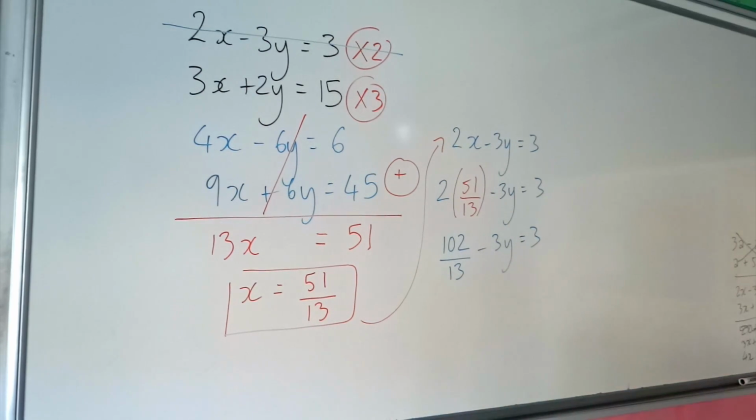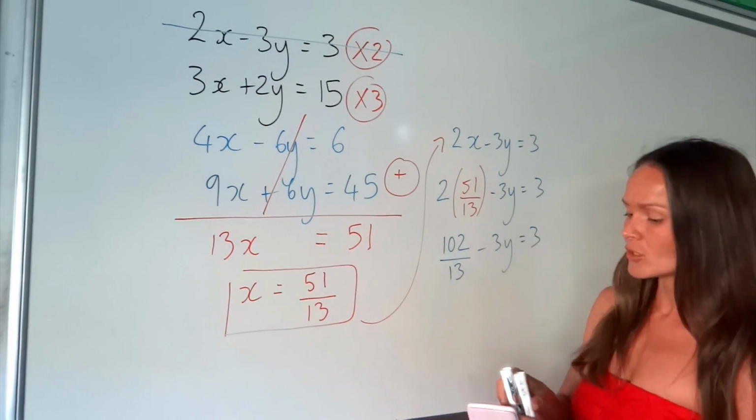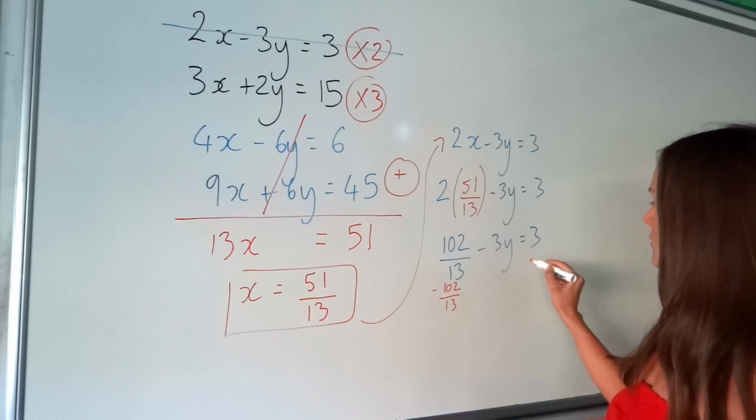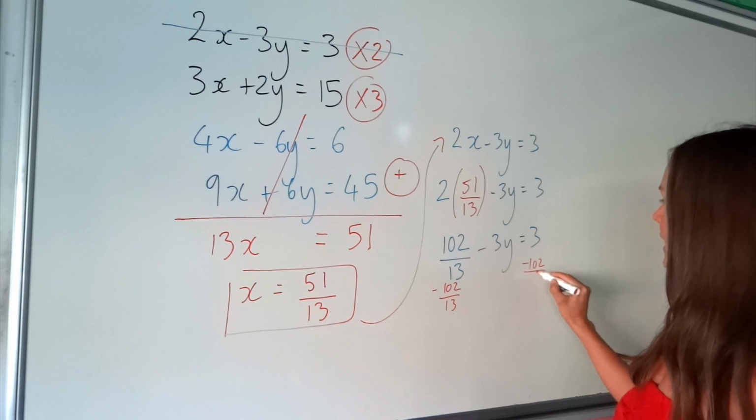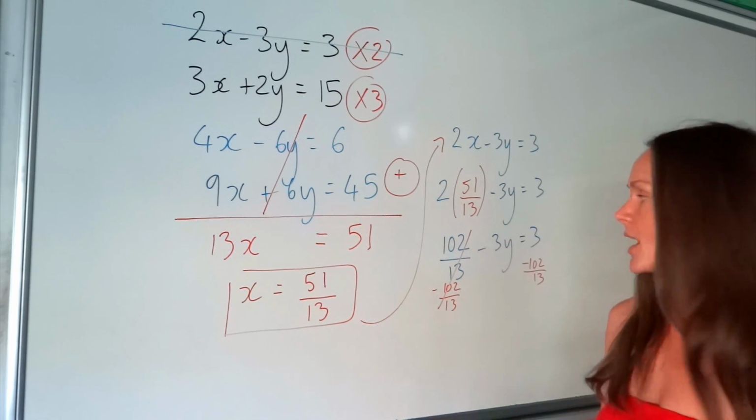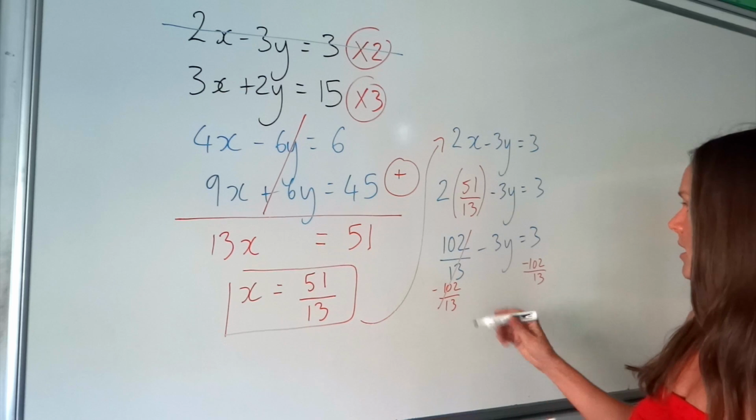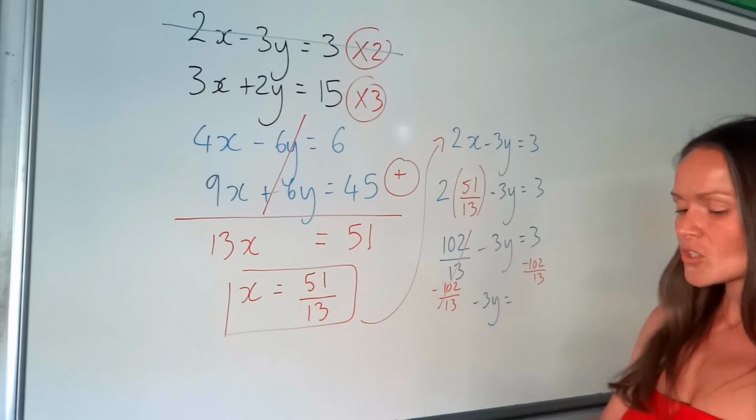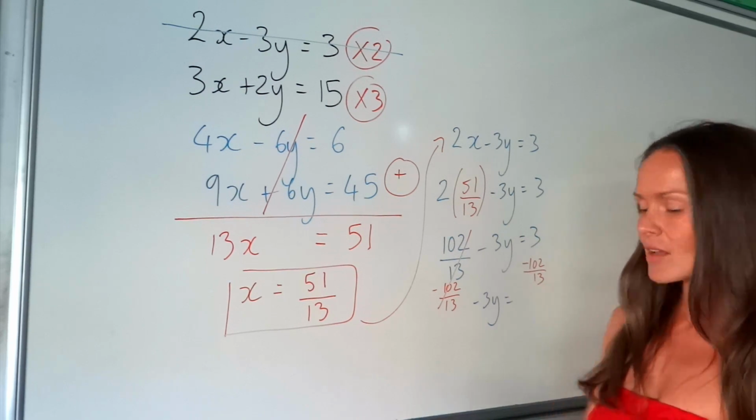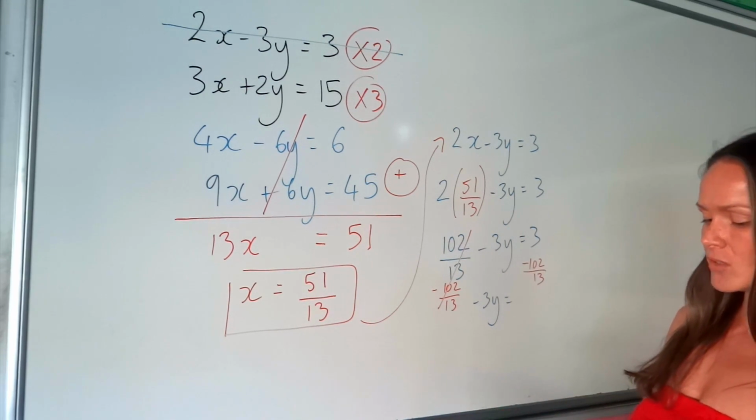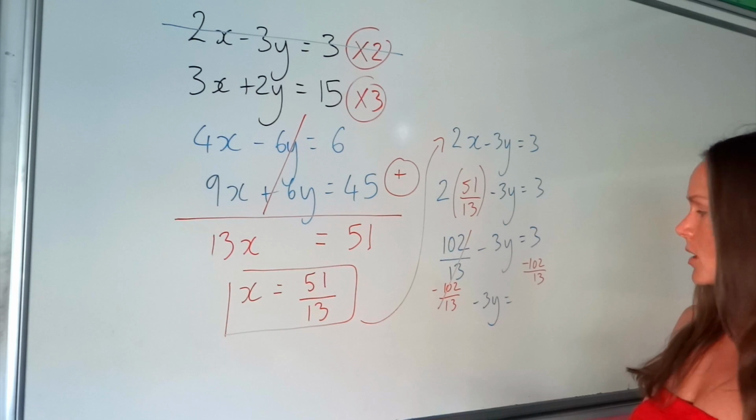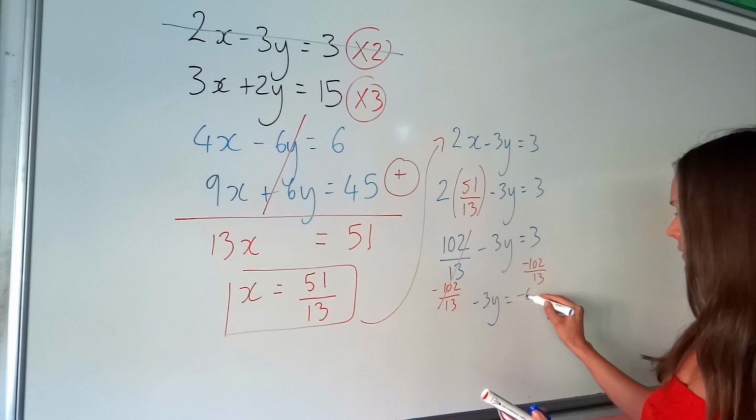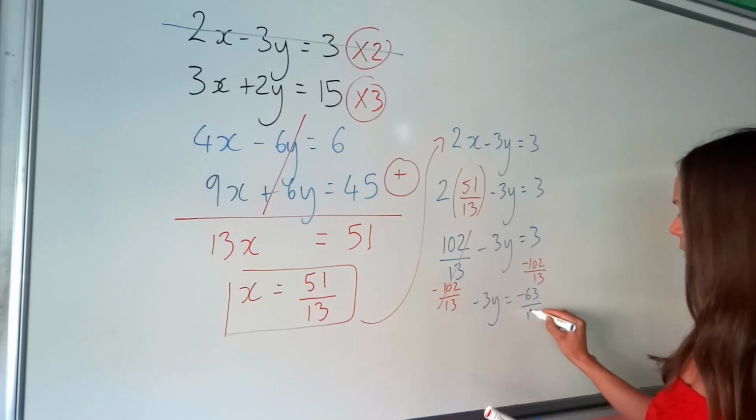So here I've got a positive fraction, so I need to minus that fraction on both sides so that it eliminates on the left-hand side, so that's gone to 0, and I'm left with negative 3y. This part I'm just going to put in the calculator. So I've got 3 minus this fraction. Okay, so I'm doing 3 minus 102 over 13, which gives me negative 63 over 13.